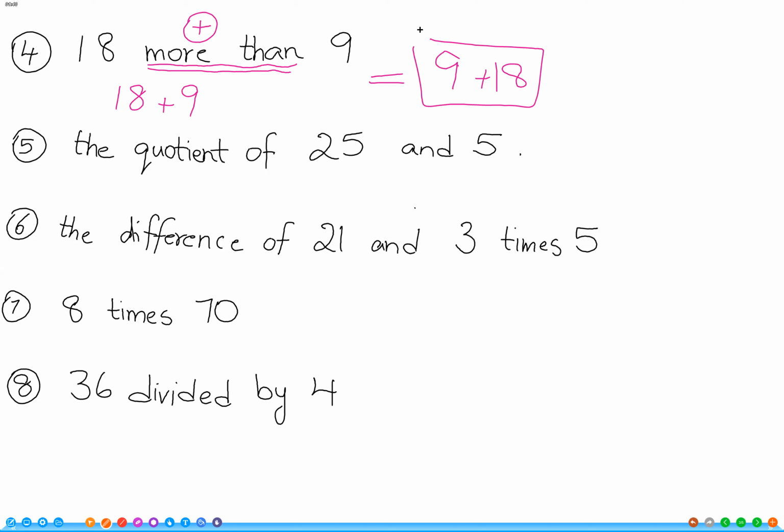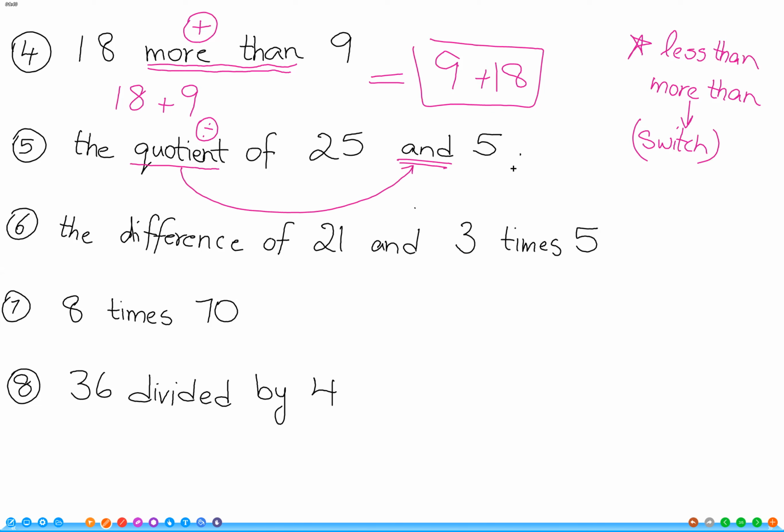So from what we understand, less than and more than are important keywords because with them we have to switch the place of the numbers. Question 5. The quotient of 25 and 5. Quotient means division. And then you have "and", therefore you place the operation instead of the "and", and it would be 25 divided by 5.